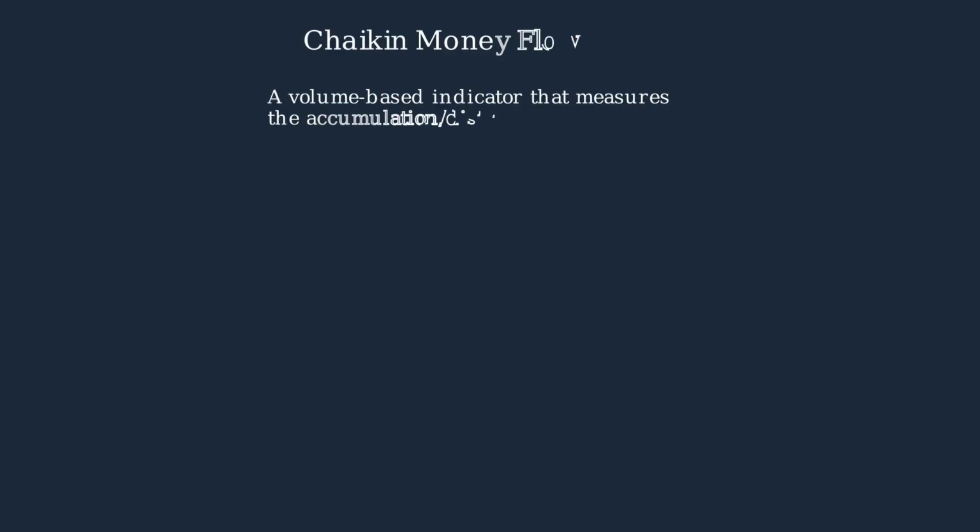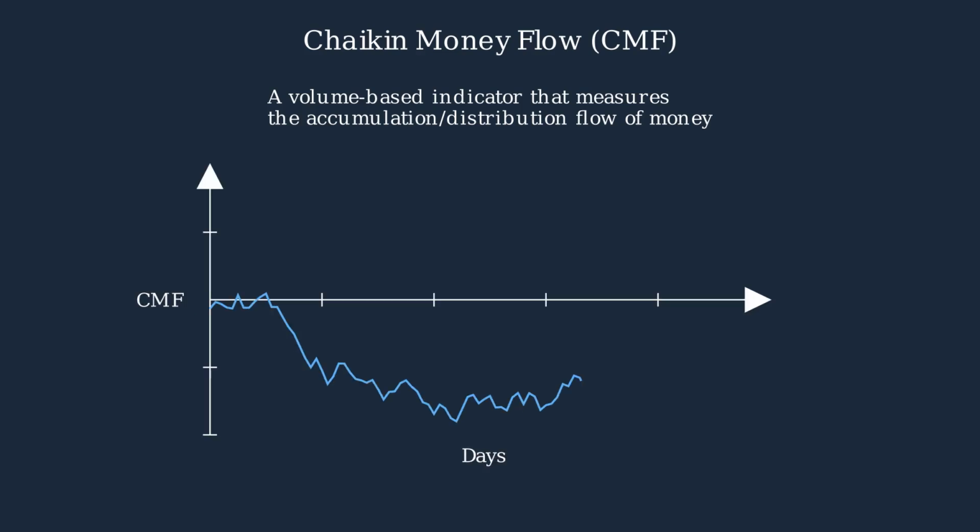Chaikin Money Flow, or CMF, is a volume-based indicator that measures the accumulation or distribution flow of money in a security. CMF oscillates between -1 and +1, reflecting the pressure of buying and selling in the market. When CMF is above 0, it indicates buying pressure, which is considered bullish or accumulation. When below 0, it suggests selling pressure or bearish distribution.